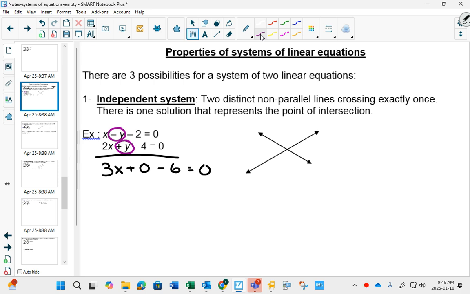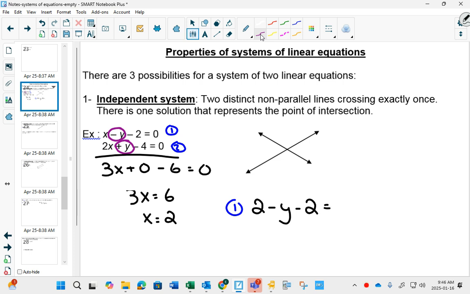And then in this equation, I could get my x by itself, add 6 to the other side, and divide. I get x equals 2. And then you can solve for y by plugging the x into either your first equation or your second equation. So if I use equation 1 and I plug in the x, I would get 2 minus y minus 2 equals 0. 2 minus 2 is 0, so I would get negative y equals 0. So y is equal to 0. And this point, where they intersect, would have been at (2, 0).